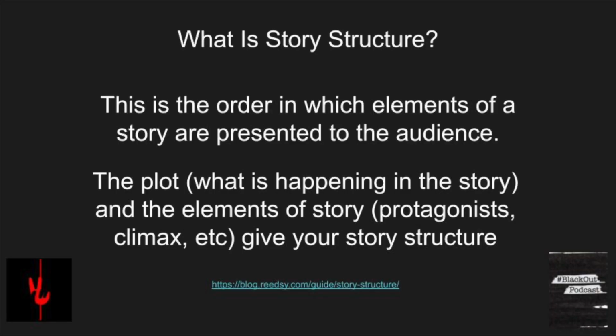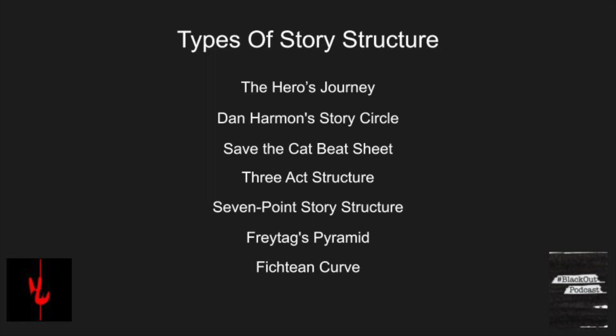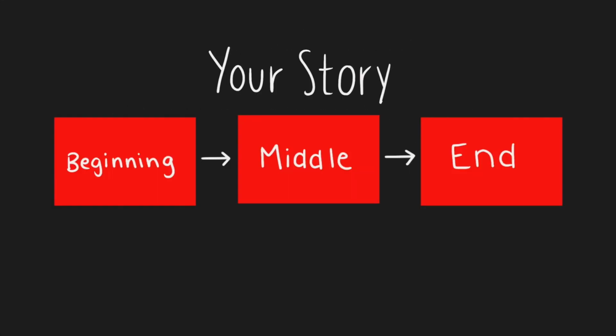Story structure is basically the order in which you take all these elements, the protagonist, antagonist, inciting incident, and then present them to the audience. So basically the plot, which is what is happening in the story, is the thing that you use to give your story structure. I'm not trying to say you have to study this, but there are so many types of structure. We have the hero's journey, we have Dan Harmon's circle, but one of my favorites is the 3-act structure. It has a beginning, then a middle, and then an end.